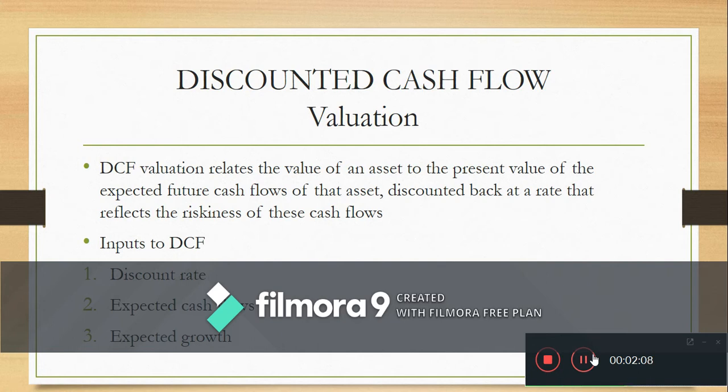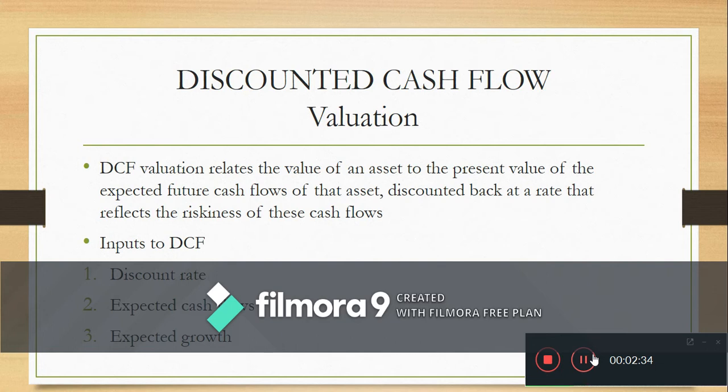Discounted cash flow valuation relates the value of an asset to the present value of the expected future cash flows of that asset, discounted back at a rate that reflects the riskiness of these cash flows. There are three major inputs to DCF, the first one being the discount rate. Discount rate is dependent upon the type of cash flow we use.